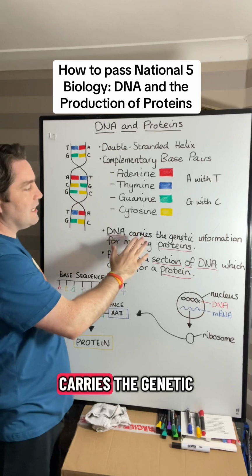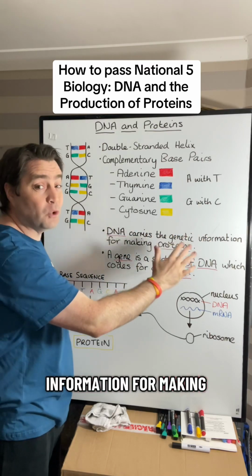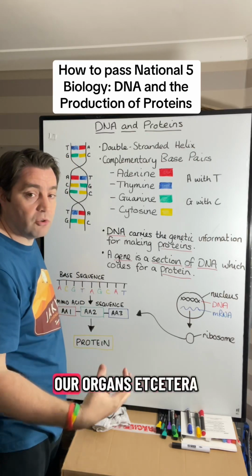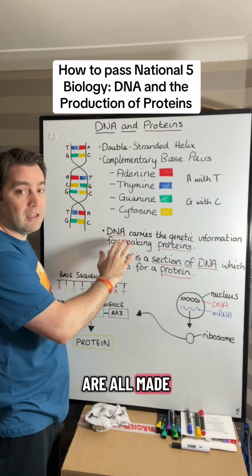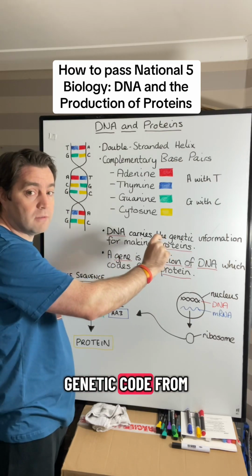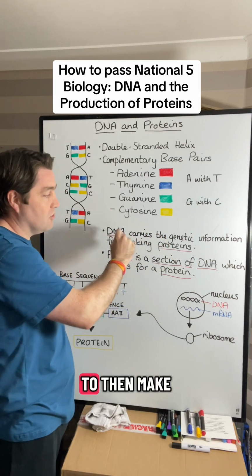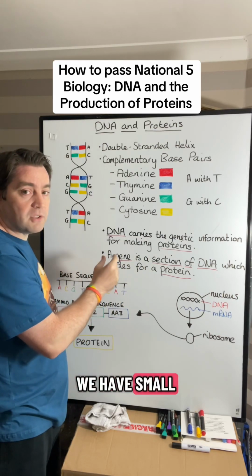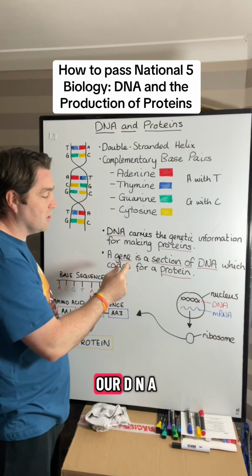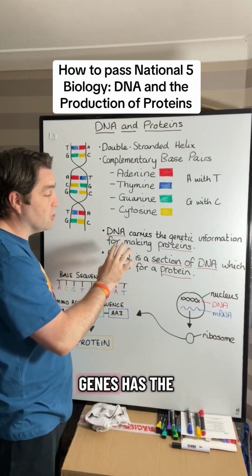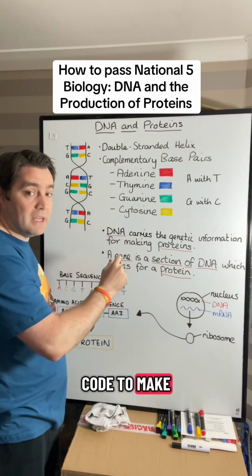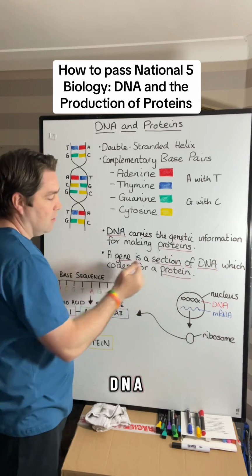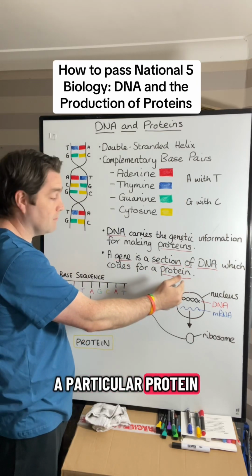Now, DNA carries the genetic information for making proteins. All of the proteins in our body, our hair, our muscle, our tissues, our organs, etc., are all made by reading a genetic code from our DNA to then make proteins in our ribosome. On our DNA, we have small sections called genes, and each of those genes has the code to make a particular protein. So a gene is a section of the DNA which codes for a particular protein.